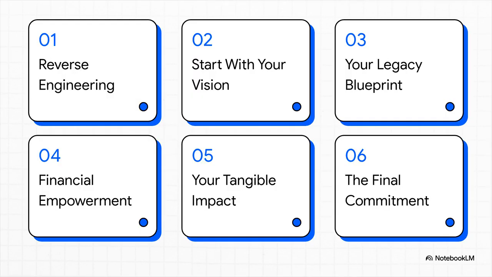So, to guide us, we've got a 6-part blueprint. First, we'll get clear on what reverse engineering even means for us. Then, we're going to craft your vision, turn that vision into a real blueprint, and figure out how to fuel the whole thing. After that, we'll look at the tangible impact you can make, and we'll wrap it all up with the one thing that makes it all work, your commitment to actually get started.